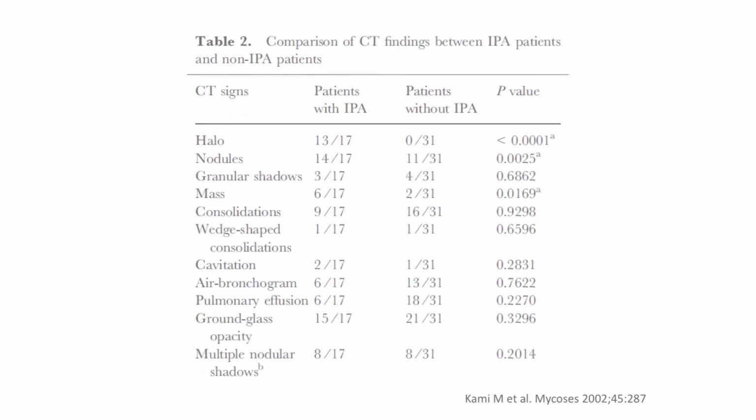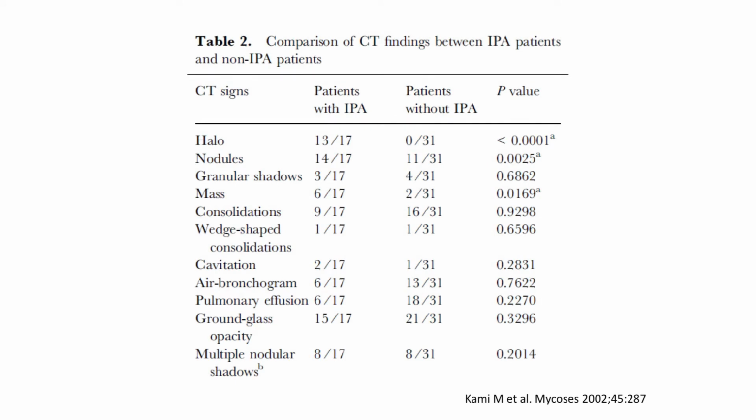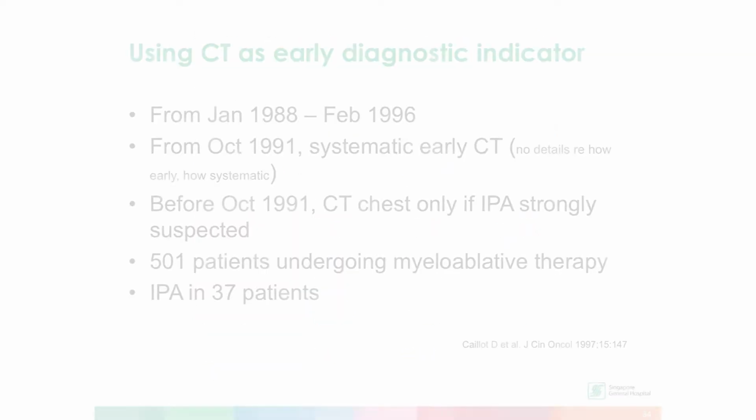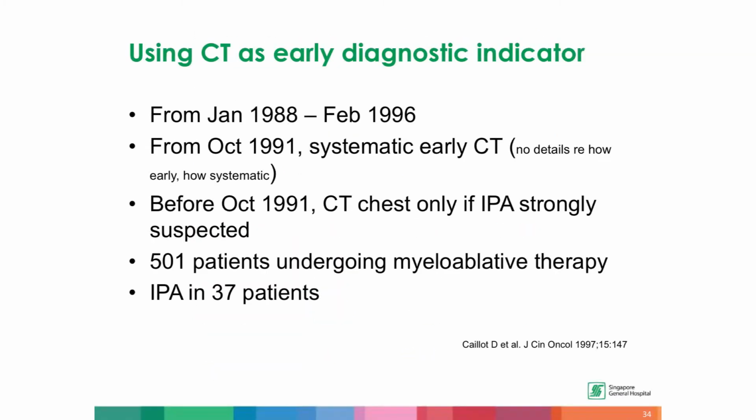But if you look at the CT findings, the halo would be highly associated with invasive pulmonary aspergillosis. And all the rest, like the wedge-shaped consolidations and all that, maybe were less strongly associated. So from a clinical sense, and if you go for a set of patients with proven IPA, then the halo would certainly be important diagnostically. And so with that, people realized that they could use CT as an early diagnostic indicator.